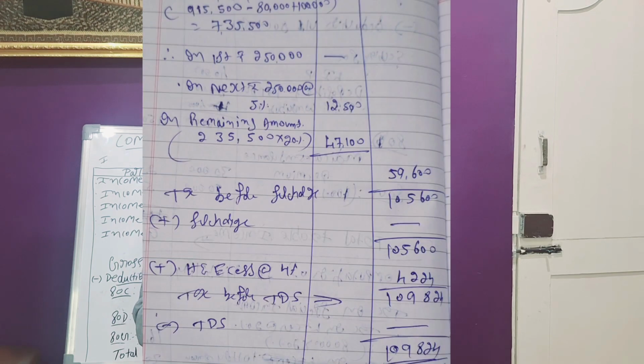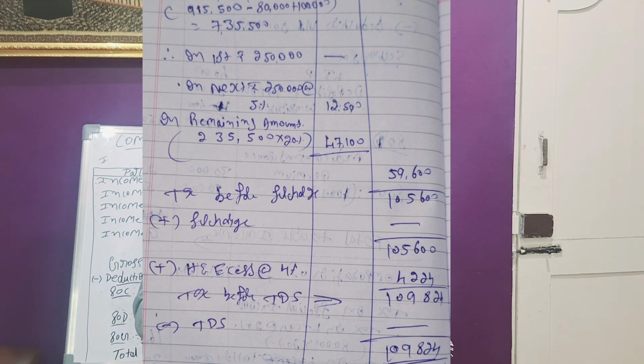Then next, tax on balance amount. See, what is our total taxable income? 9,15,500 minus the amount on which you have calculated the tax. Here you have to remember, not the tax amount, but the amount on which you have calculated the tax. LTCG 80,000 plus winning from lottery 1 lakh, 1,80,000. 9,15,500 minus 1,80,000, if you are deducting, balance is 7,35,500. Now on this you have to calculate the tax on the slab rate according to the old tax regime.